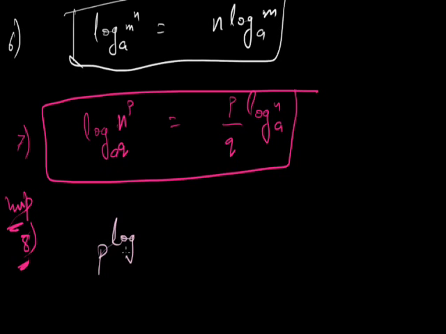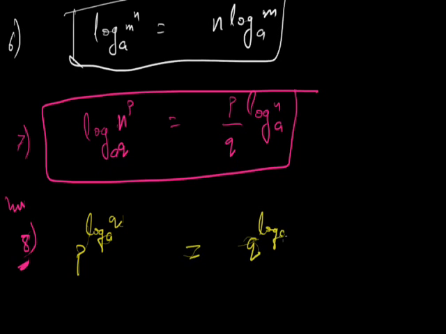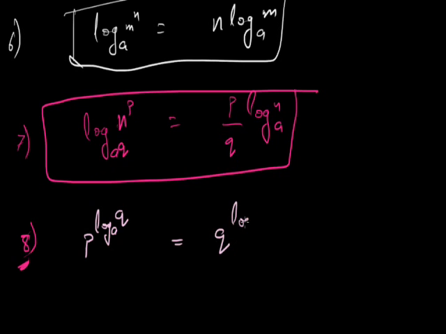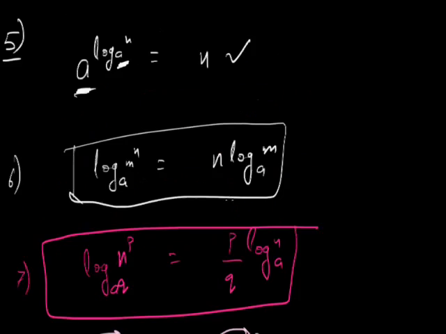p raised to power log to the base a cube of q is equal to q raised to power log to the base a of p. I'm repeating the point again. p raised to power log a cube q is equal to q raised to power log a p. It means you have to remember this: p and q can be interchanged according to the problem. So these are the very important rules.